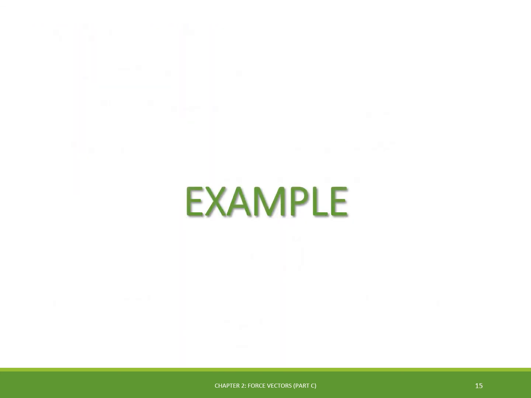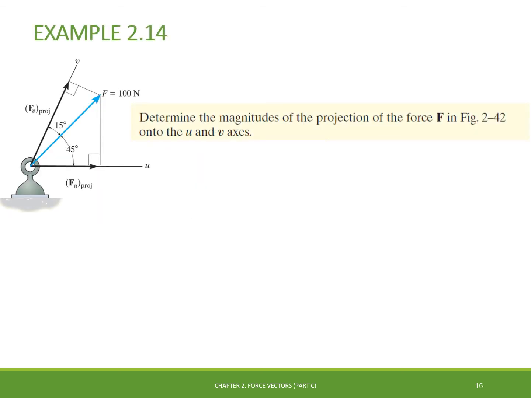Now let's see one example of the application of the dot product to solve statics problems. In example 2.14, the goal is to calculate the magnitude of the projections of the force F, as shown in this figure, on the u and v axes. I want to call your attention first to the fact that in this case, we are talking about the orthogonal projections of the vector F along these axes, in which the lines drawn from the tip of the vector must form 90 degree angles with the u and v axes.